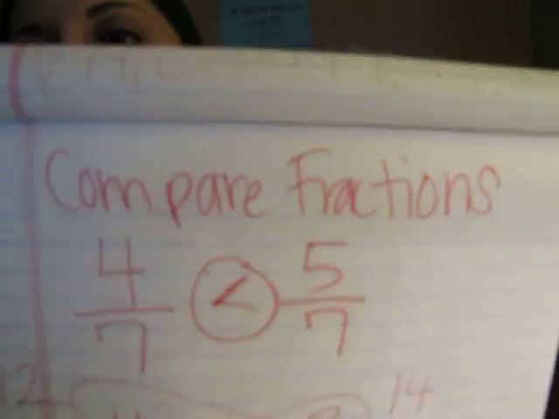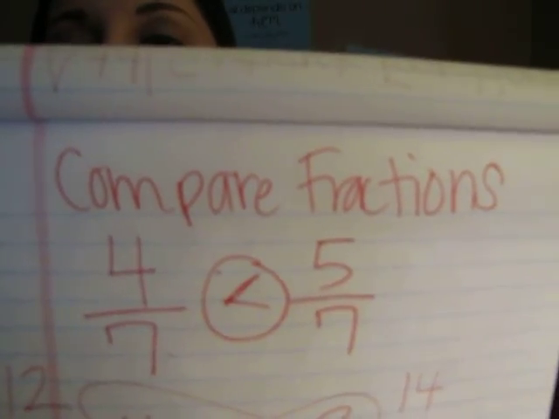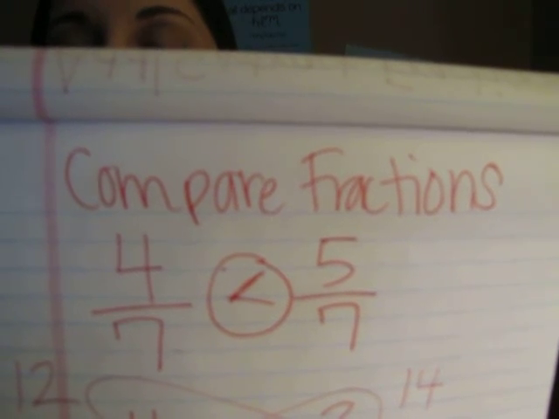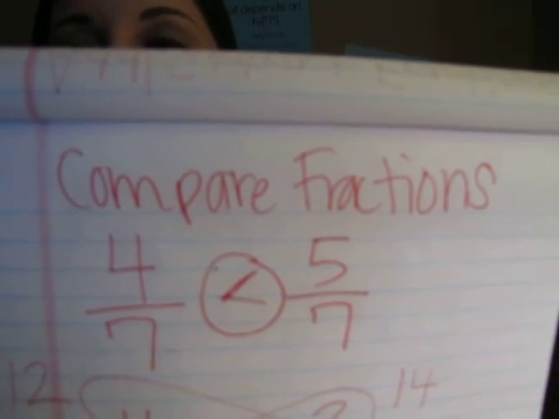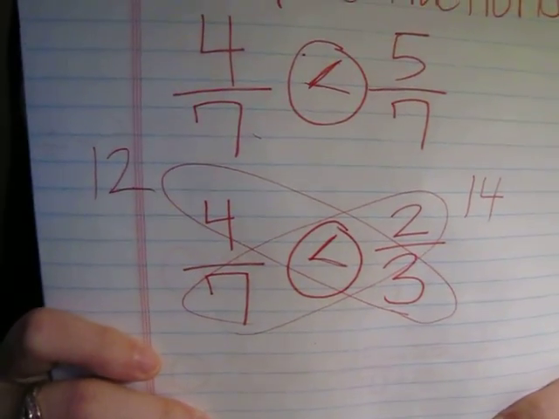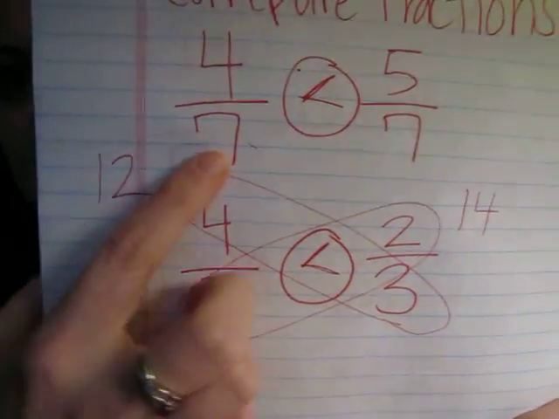So obviously, if your denominators are the same, you can just compare your numerators. 4 is less than 5. You don't even have to worry about the denominator. So when you're comparing, you don't worry about the denominator up here.